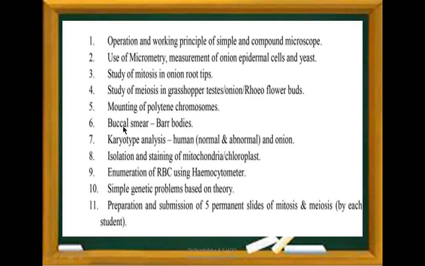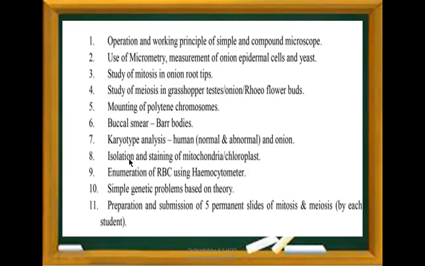The sixth experiment, buccal smear, Barr bodies observation. Karyotype analysis, human and onion, both normal and abnormal. Abnormal in the human, that you can keep in your mind: the Klinefelter syndrome, Turner syndrome, Cri-du-chat syndrome. Okay, that you can keep in your mind.